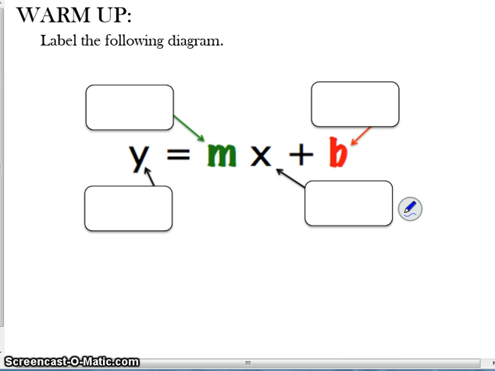So this is your equation that we've been using, y is equal to mx plus b, and you have to tell me what each one of those letters or variables means. And if you want, you can refer back to our notes from yesterday.